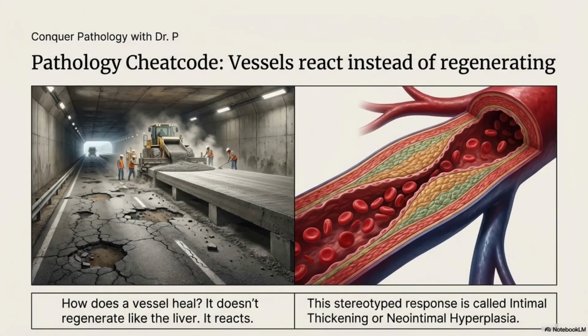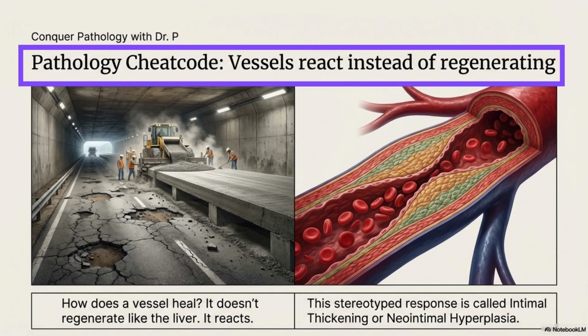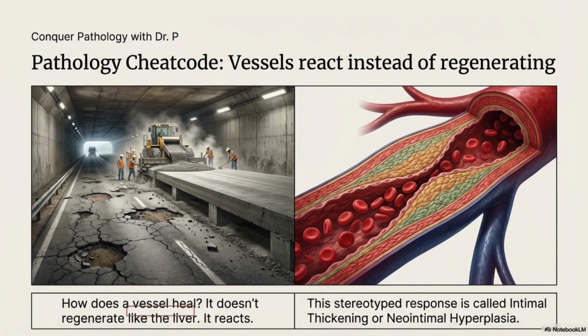This brings us to a massive fundamental concept. Look at the slide for a major pathology cheat code. Vessels react instead of regenerating. Ask yourself, how does a vessel heal? As it says right here, it doesn't regenerate like the liver. It reacts. And this stereotyped response has a specific name. It is called intimal thickening or neo-intimal hyperplasia.